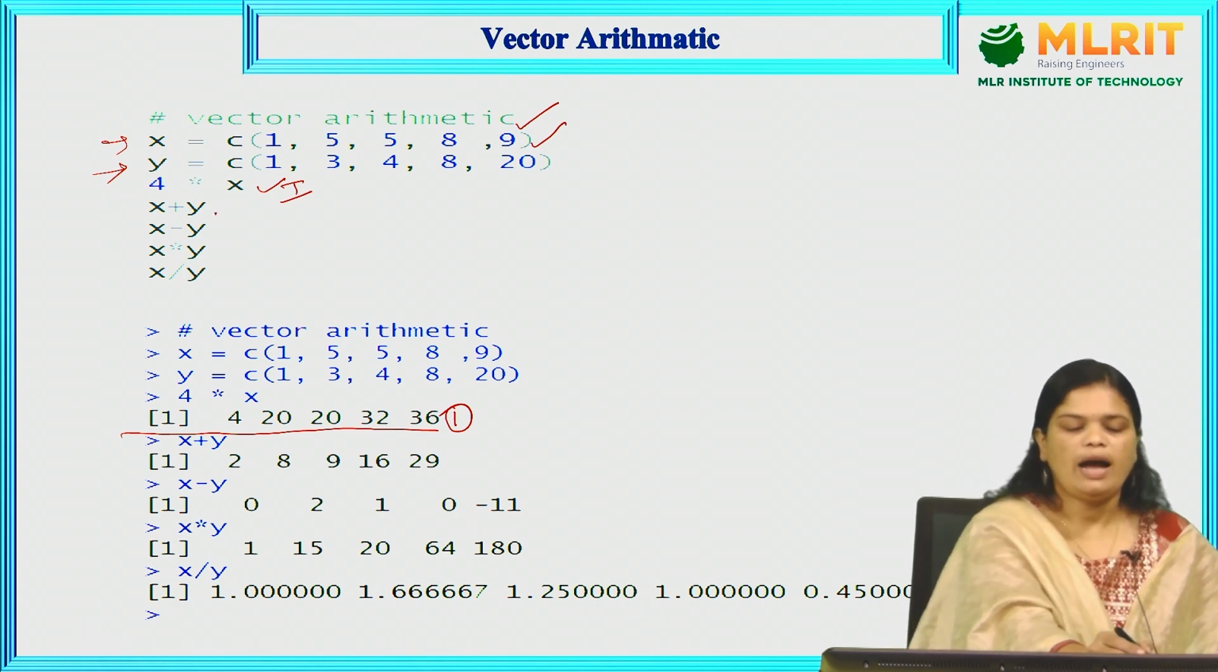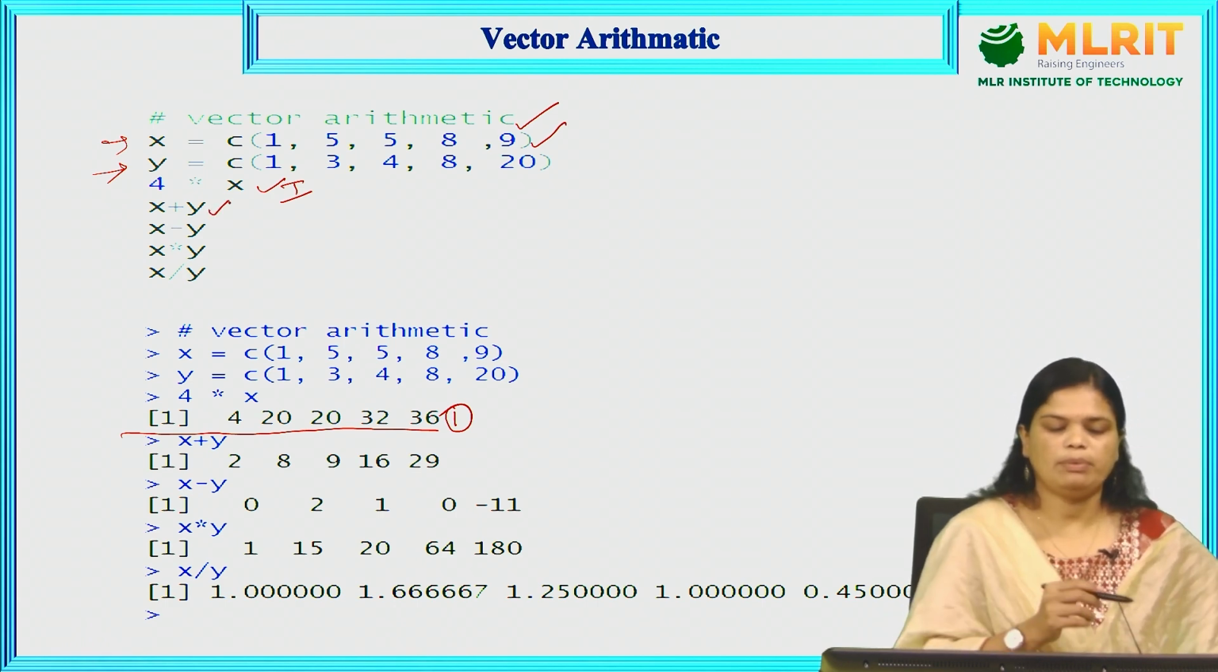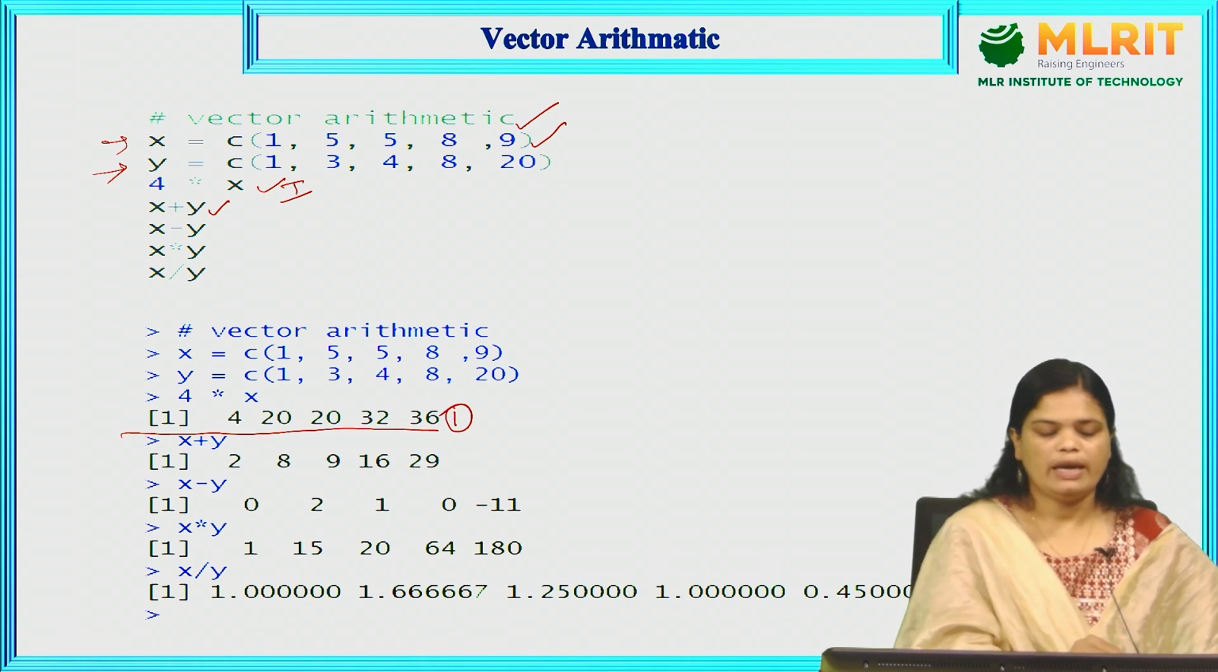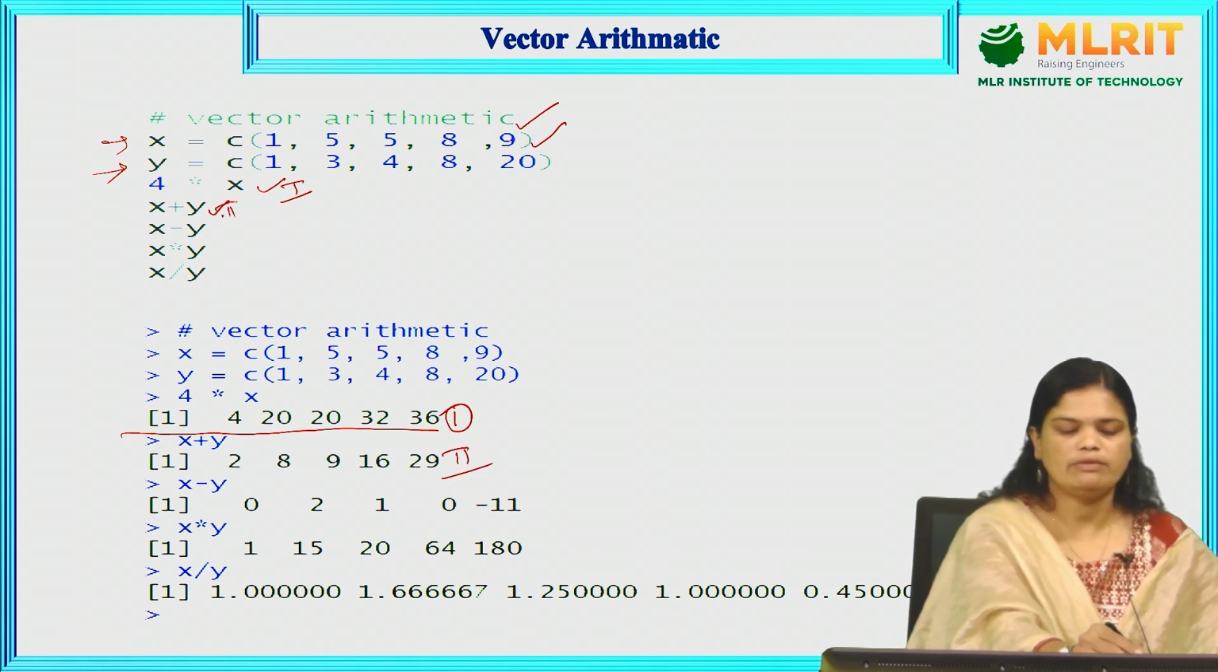And next, I am applying the arithmetic operator plus, x plus y, the x vector added with the y vector here. This is the second one.